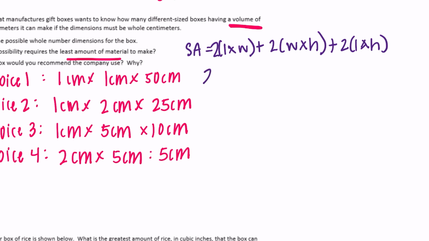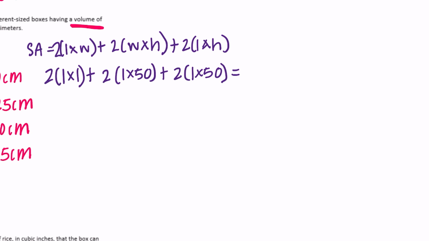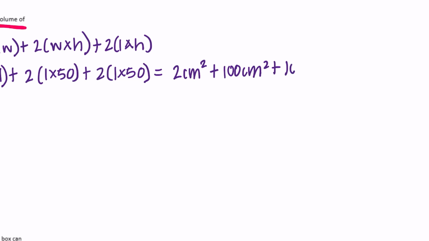So I'm going to do 2 times length times width, 1 by 1, plus 2 times 1 by 50, plus 2 times 1 by 50. So we would have 2 times 1 would be 2 centimeters squared, plus 1 times 50 is 50, times 2 is 100 centimeters squared, plus another 100 centimeters squared. So that would get us 202 centimeters squared for choice 1.